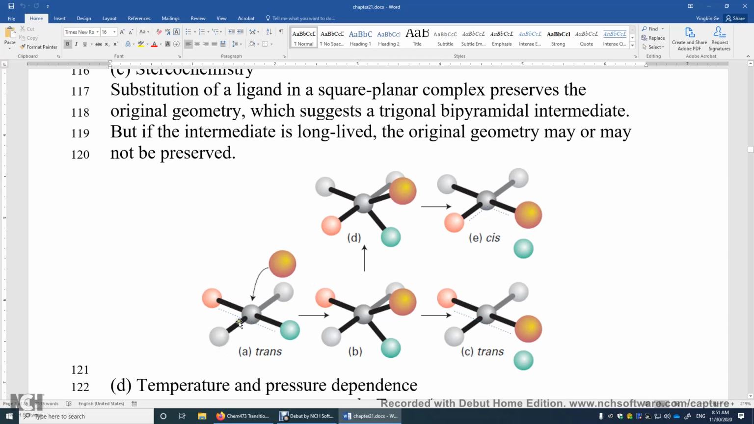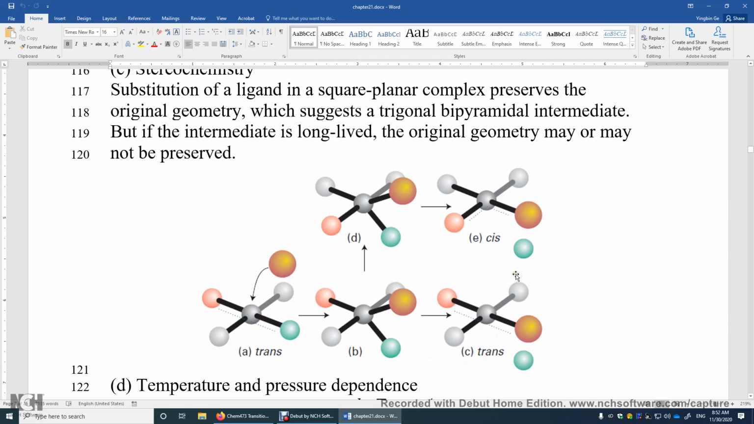If this orange sphere attacks the transition metal between these two gray spheres, all right, these two gray spheres will remain in the trans position. But it's also very likely for this orange sphere to attack this transition metal between this pink and the gray, or between this pink and the other gray. In that case, the two gray spheres will be pushed closer to each other and form a cis configuration. Okay? So if it's a dissociation mechanism, it's more likely actually for the two gray spheres to occupy the cis position instead of the trans position.